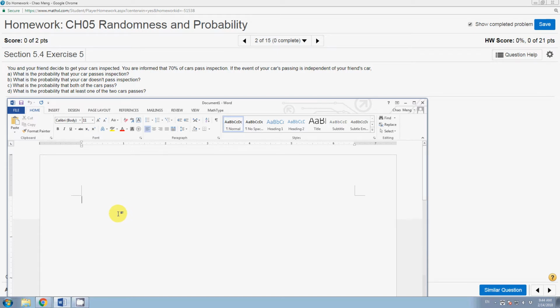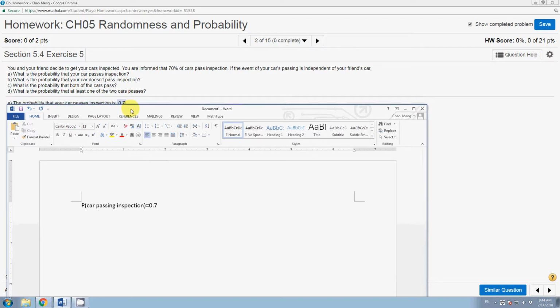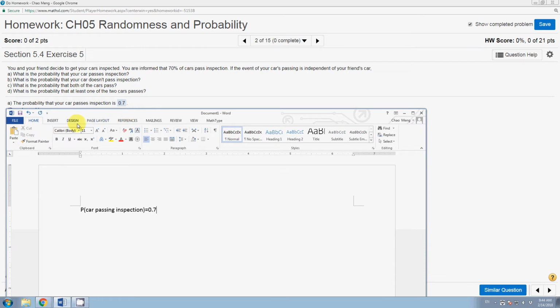Because the question says 70% of cars will pass the inspection, the probability of a car passing inspection is equal to 70%. Okay? So the first question, the probability that your car passes inspection, is going to be 70% chance. Okay? And the second question is, what's the probability that your car does not pass inspection?